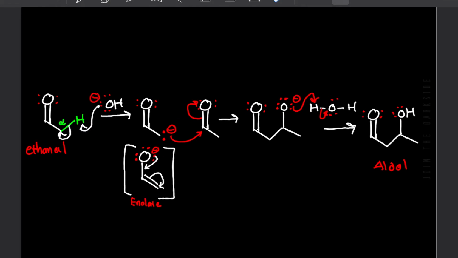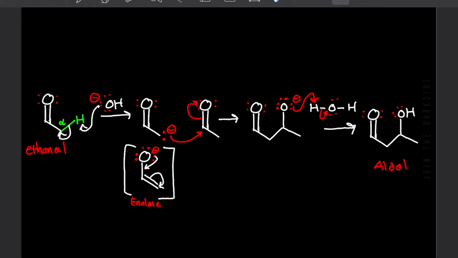So the carbanion is going to attack the carbon that's connected to the oxygen. The reason it's going to be attacking this carbon specifically is because this carbon has a slightly positive charge due to the polarity of the oxygen. So once the carbanion attacks the carbon over here, this is the formation of our carbon-carbon bond, which is seen right over here. And now this oxygen over here becomes negatively charged.